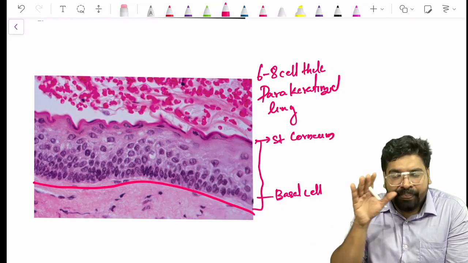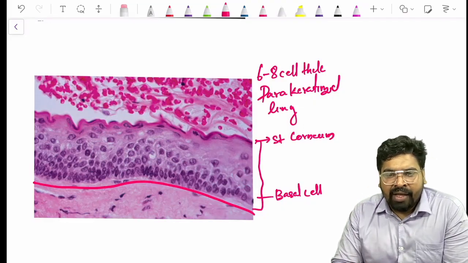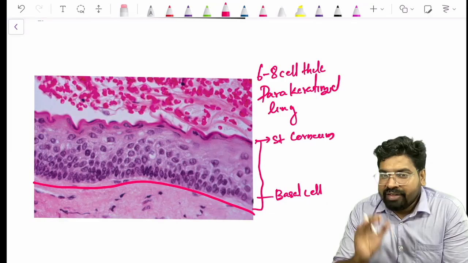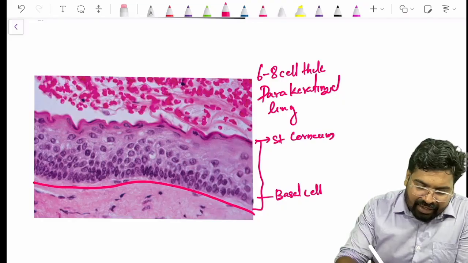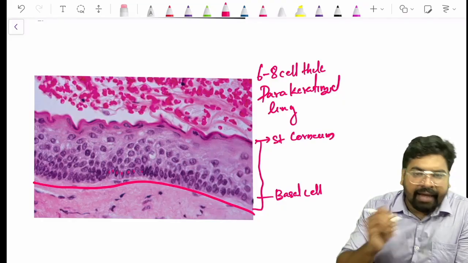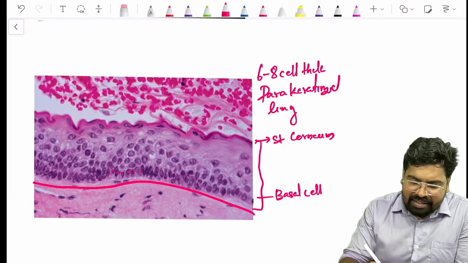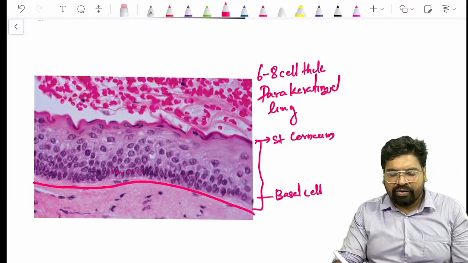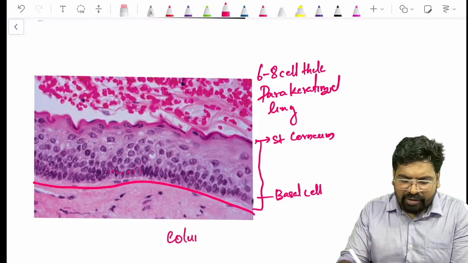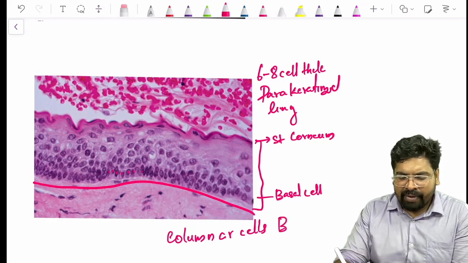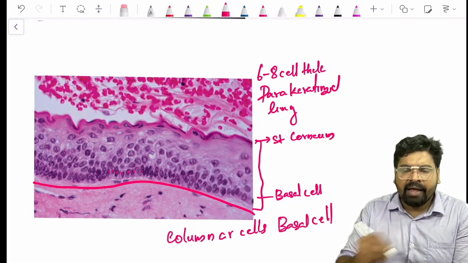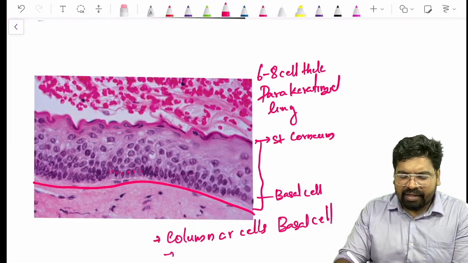Now here in OKC, it is para-keratinized, 6 to 8 cell layers thick, and you can see the basal cell layer. You can see the basal cell nuclei are all arranged in a line. Okay, so we are seeing tall columnar cells in the basal layer, and we have seen that the nucleus is palisaded.